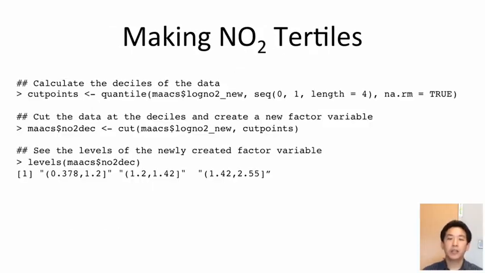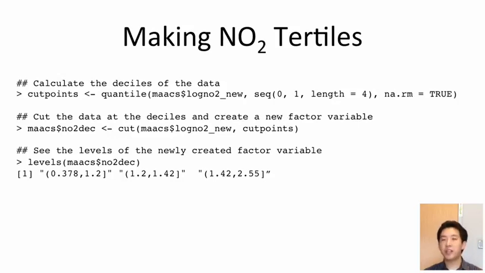So here's some code to split NO2 into tertiles. So this is going to be 3 separate categories, between the minimum and the 33rd percentile, the 33rd to the 66th, then the 66th to the maximum. And so the first thing I need to do is to use the quantile function to figure out where in the data are the 33rd and the 66th percentiles. Then once I've used the quantile function to find these cut points, I pass that to the cut function, and I use the cut function to actually cut NO2 into these 3 different ranges.